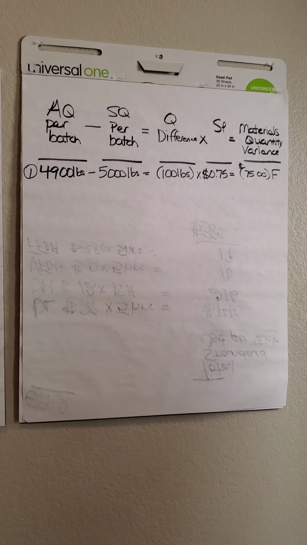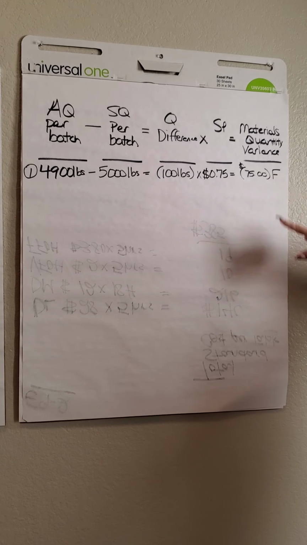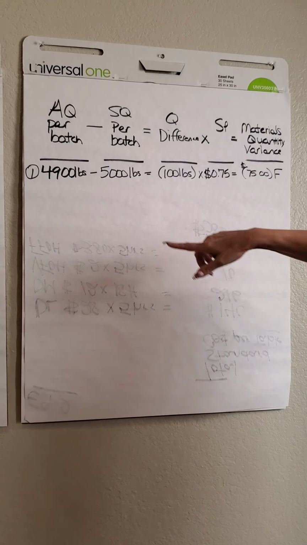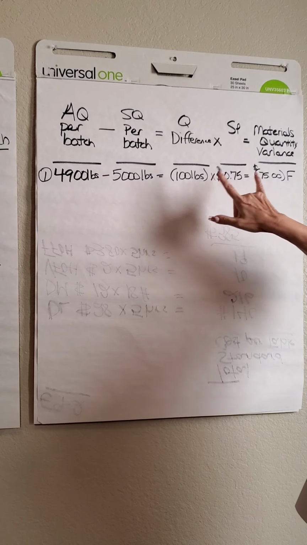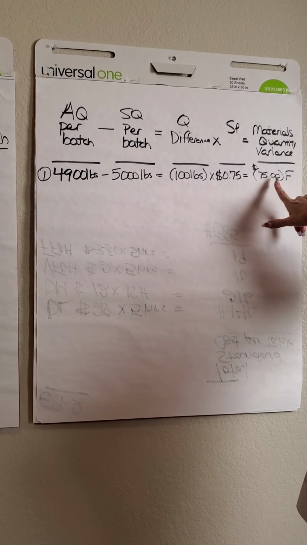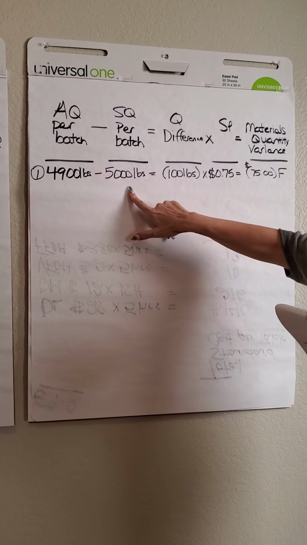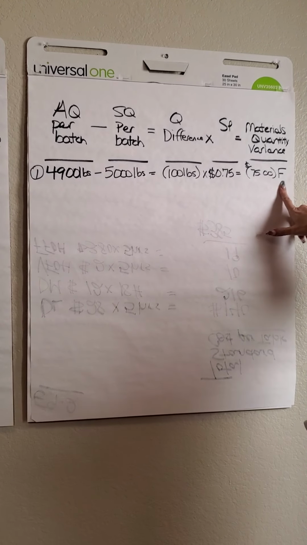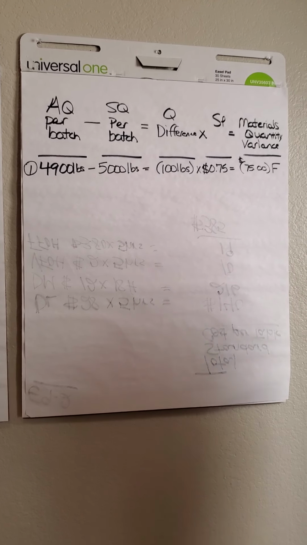So again, you're always going to calculate whether a variance is favorable or unfavorable. When we're using less than the standard, that's a quantity variance that's going to give us a favorable variance. So you take your actual minus your standard. So that gives us a $75 favorable variance for the tomatoes.